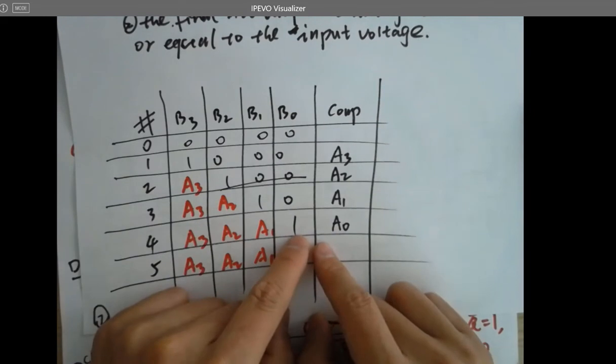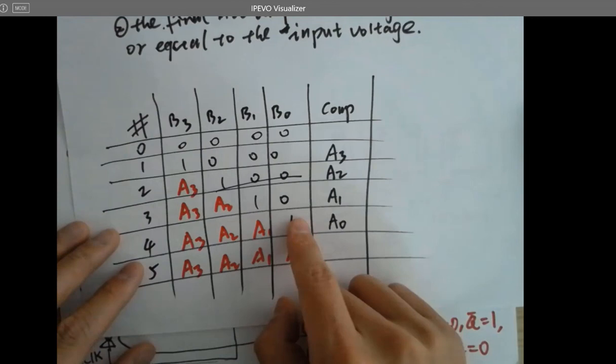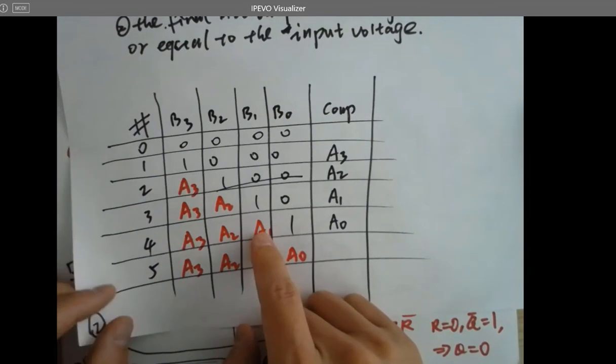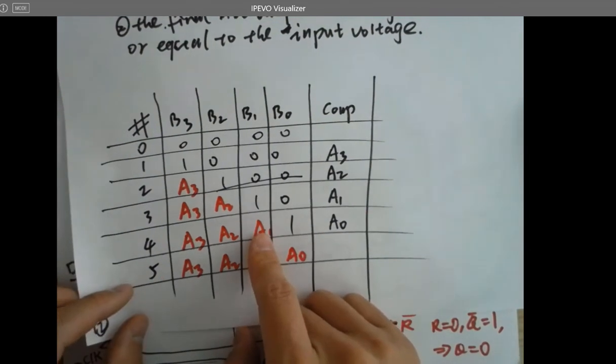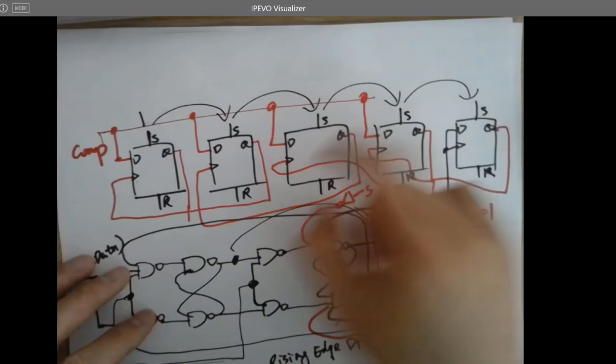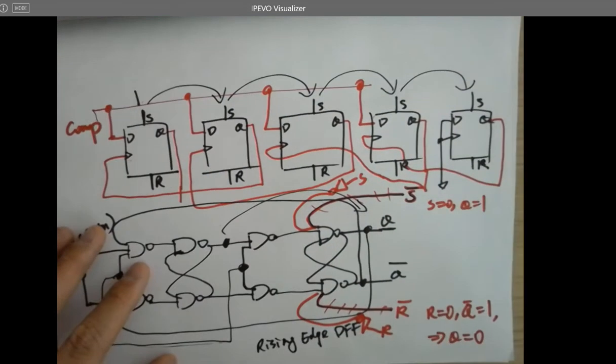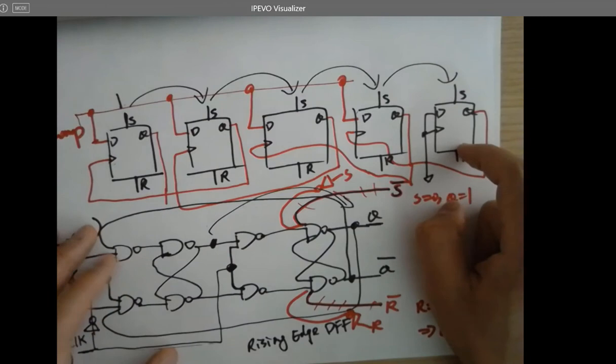Same here. Whenever I'm setting this bit, it's going to plug in whatever here, because the rising edge is going to trigger this D flip-flop and transfer comp to Q. It's doing exactly whatever the table is doing, the algorithm is doing over here. So why do I need a fifth one?